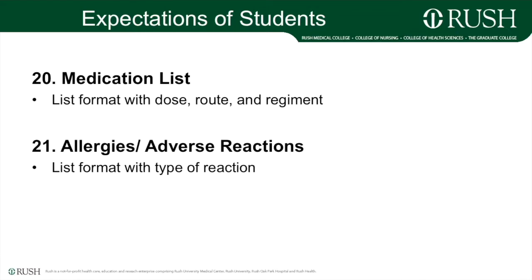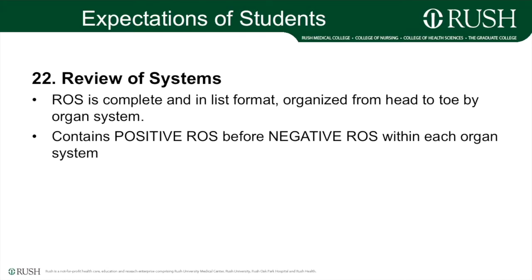20 assesses the patient's medication list. This should be in a list format with the name of the medication, the dose, the route, and the regimen. 21 identifies the patient's allergies and prior adverse reactions. This should also be in a list format and address the type of reaction the patient's had. 22 grades the review of systems. This should be complete in a list format organized from head to toe by organ system. The positives should be listed before the negatives in each organ system.